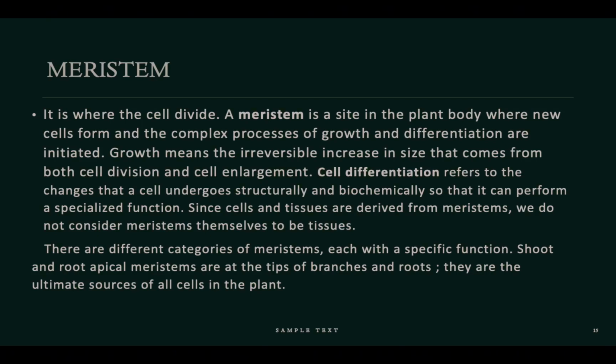There are different categories of meristems, each with specific functions. Shoot and root apical meristems are at the tips of the branches and roots. They are the ultimate sources of all cells in the plant.